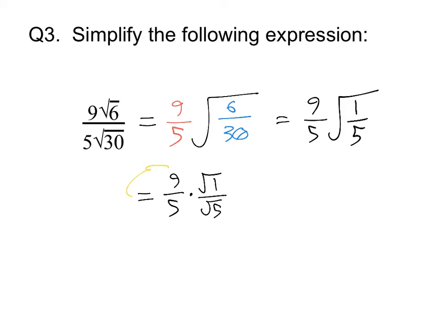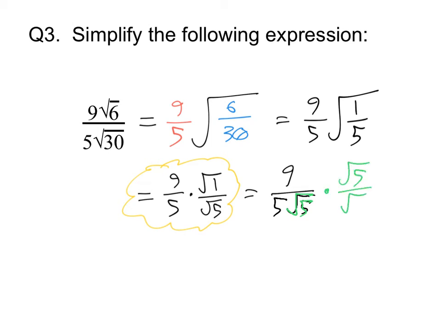Your teacher may tell you that this step is optional, which is 9 times the root of 1, which is just 9, divided by 5 root 5. Well, once again, we have an irrational number in the denominator. We have the root of 5. So we need to rationalize that irrational number. So we're going to multiply it by root of 5 divided by the root of 5.